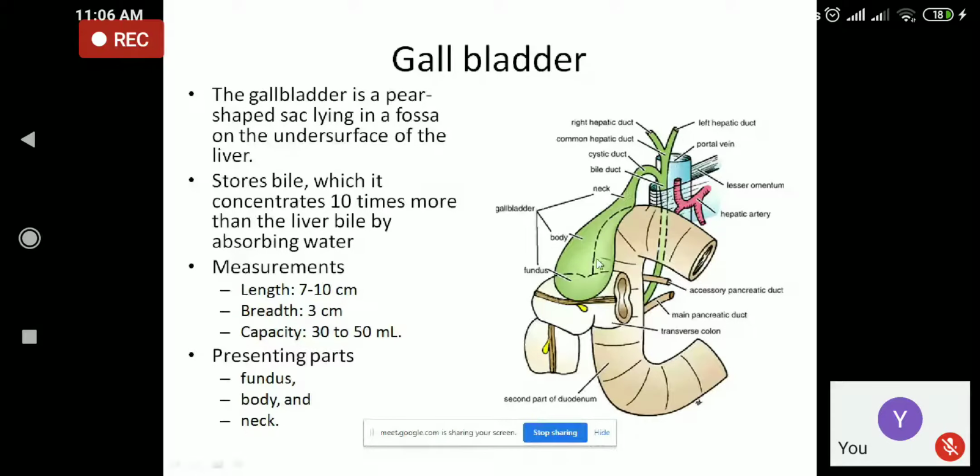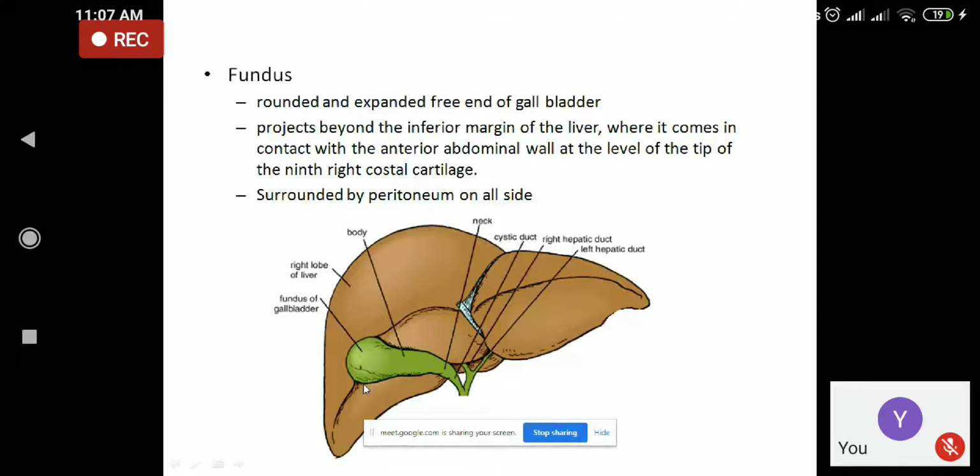So, talking about the fundus, this is the round and expanded free end of the gallbladder. It projects beyond the inferior border of the liver, where it comes in contact with the anterior abdominal wall at the level of the tip of the ninth costal cartilage. I told you this is again a surface marking question. The fundus is surrounded by peritoneum on all sides.